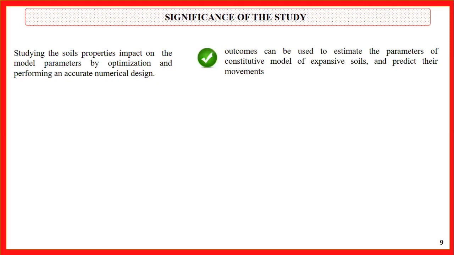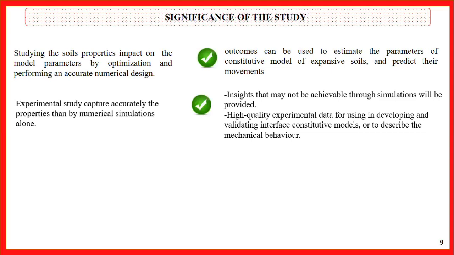The first significance of this study is that the outcome can be used to estimate the parameters of constitutive models of expansive soil and predict their movements. Also, the experimental study captures accurately the properties that cannot be obtained by numerical simulation alone. Then, by this study, insight that may not be achievable through simulation will be provided, and high-quality experimental data for use in developing, validating, or describing interface behavior will be known.